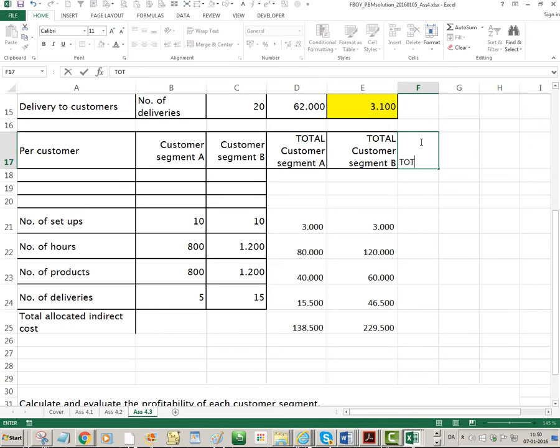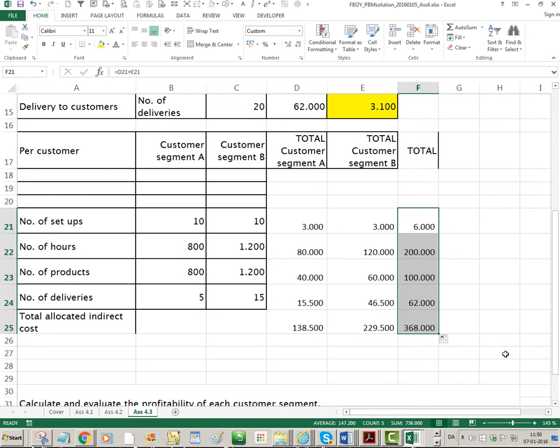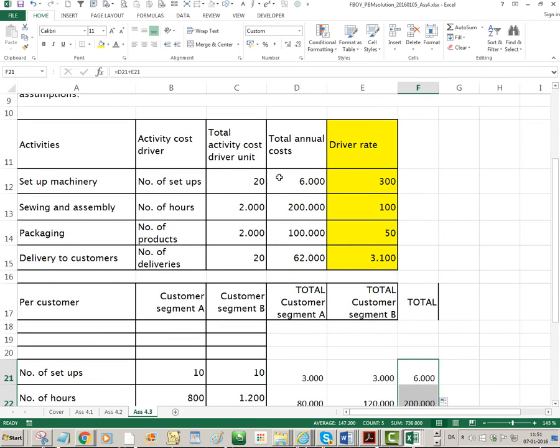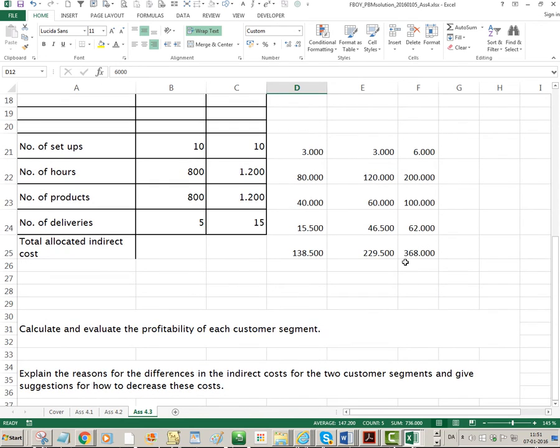Should I make a total here? Maybe I should. So, this one plus that one. Pull it down. Okay, so now the check we could actually make is to see the total annual cost. It would be a good thing to check our work. This adds up to 368,000 kroner, and that's also what we have divided between the two segments, so that's a kind of quality check to our work.